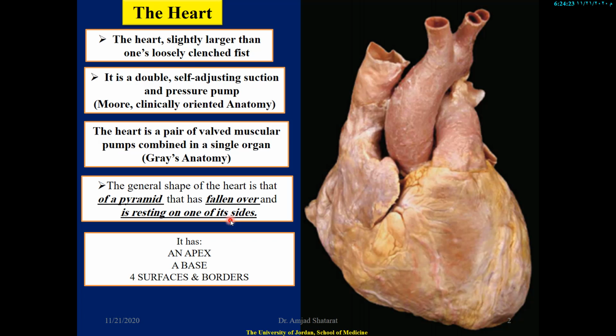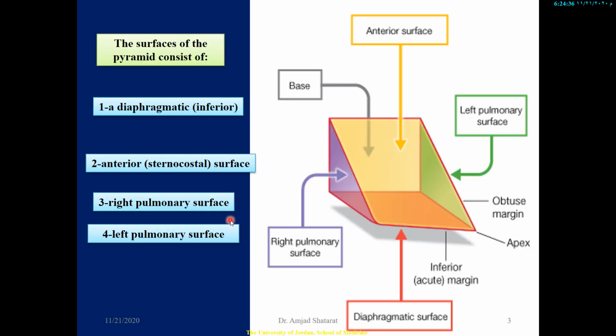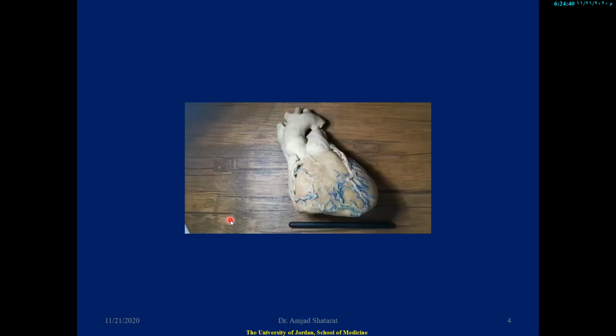So the heart is a pyramid in shape. It has an apex and a base. It has four surfaces and borders: right border, left border, and inferior border, and we will talk about them in detail. Now let's listen to this video.